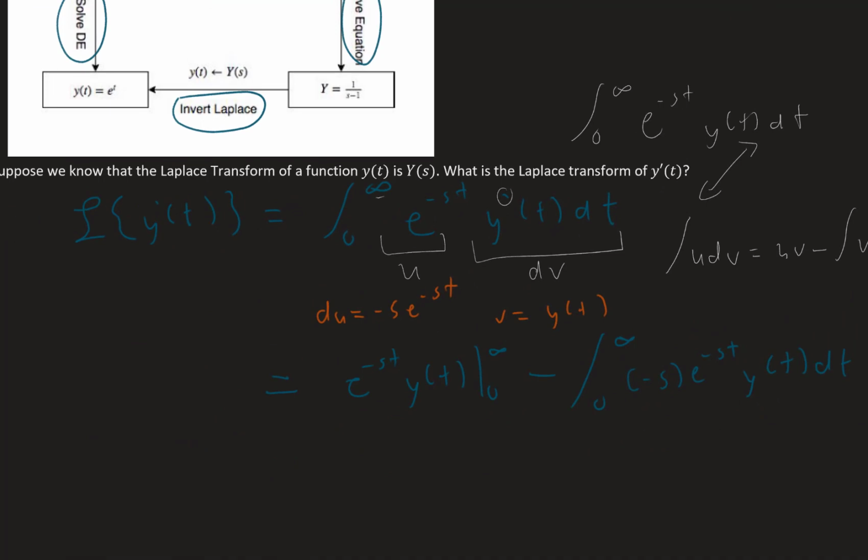Now in this first term, you'll note that if we assume that y of t does not grow faster than an exponential function, which may not always be valid, but would then be an assumption of the resulting theorem that we're going to derive, then notice that this first term will simplify to negative e to the negative s times 0 times y of 0.